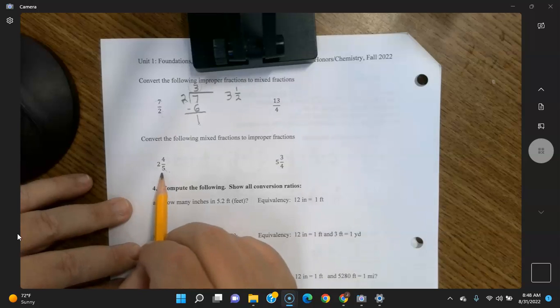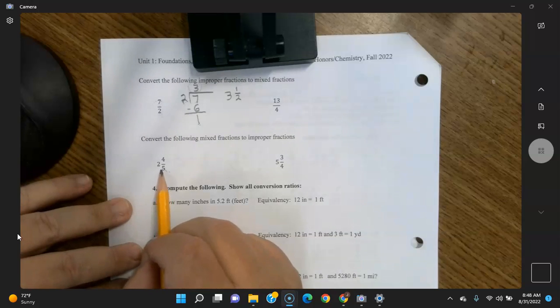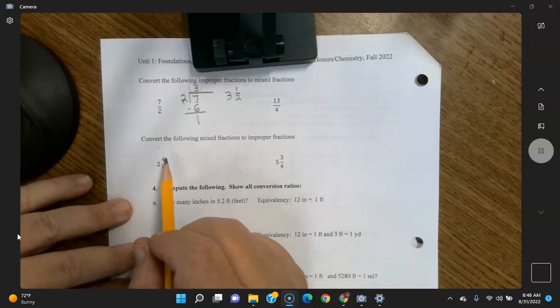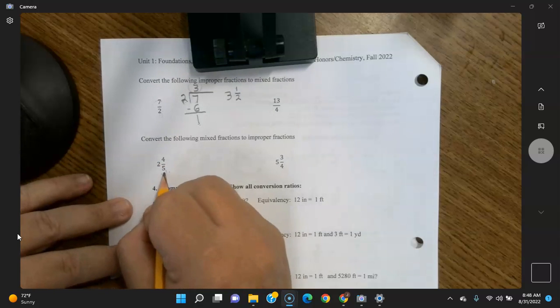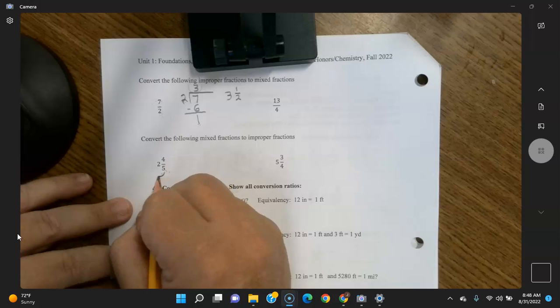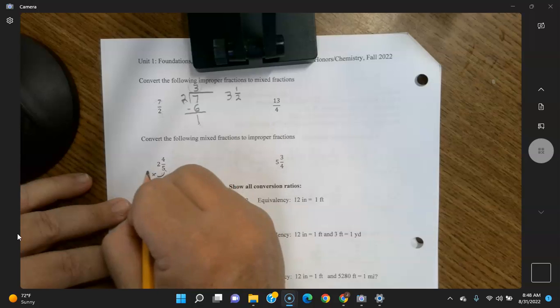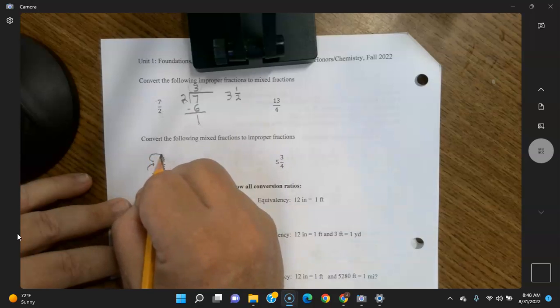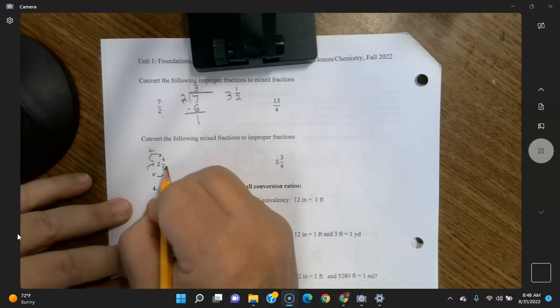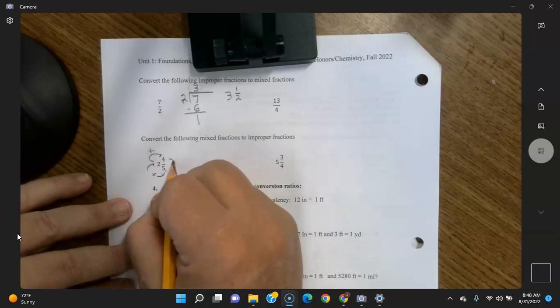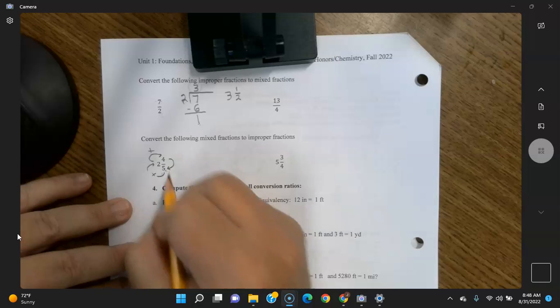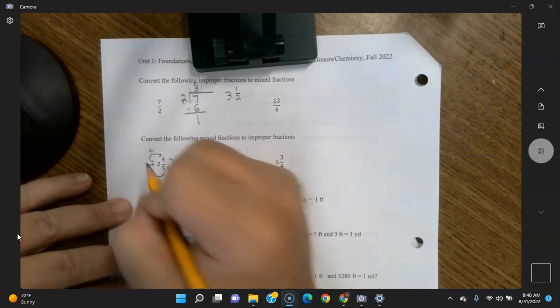Let's go ahead and do this one now. This is going in the other direction. It's going from a mixed fraction to an improper fraction. So you use the round the world method. You multiply this denominator and this number out here, multiply them. And then you take that and you add it to that number. And then whatever you get from all that, you put it over this number. So you kind of go around the world like that.